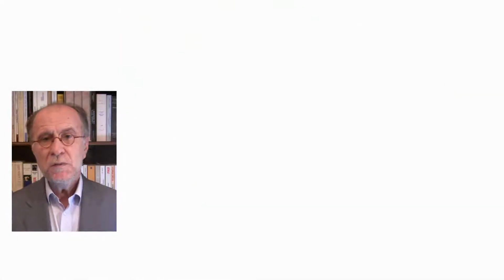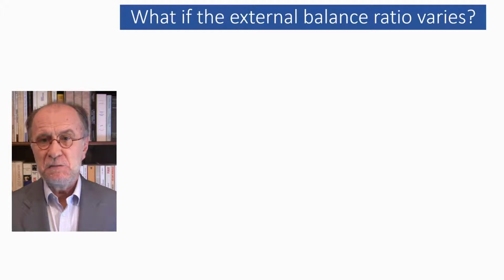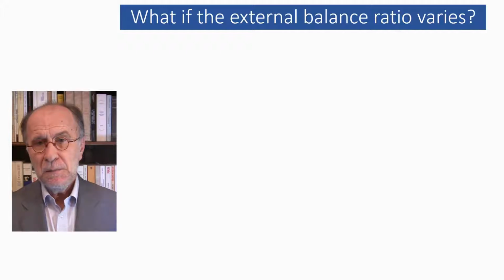We've just assumed that when one of the two components of fiscal policy varies, the external balance ratio remains the same. But what if the external balance ratio did vary? We saw in the deficit video that a marginal rise in public spending normally reduces the external balance ratio because imports increase while exports remain unchanged. But this is for a marginal expenditure. In other words, an additional expenditure on top of the existing public spending.